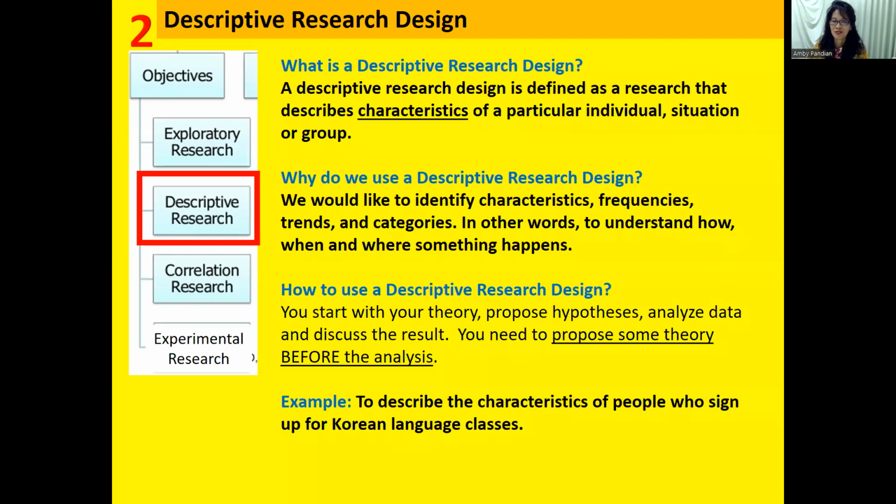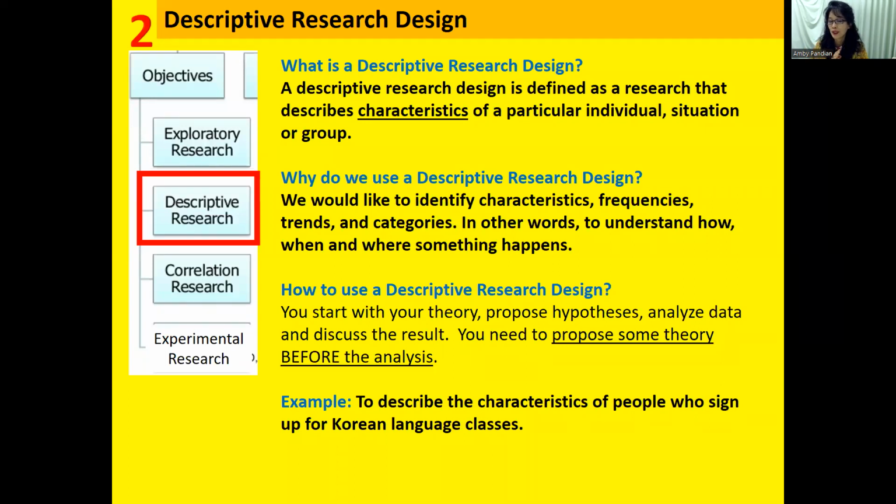Descriptive research design. So what is a descriptive research design? It is a research that describes characteristics of a particular individual, situation, or group. It can be qualitative descriptive, it can be quantitative descriptive. You know, qualitative means you can sit down and observe what happens when people buy food, how they order food, and so on. Or it can be quantitative, you can give people a questionnaire about some behavior. So it's either way. That's why I say very likely most of your research designs are descriptive research designs.